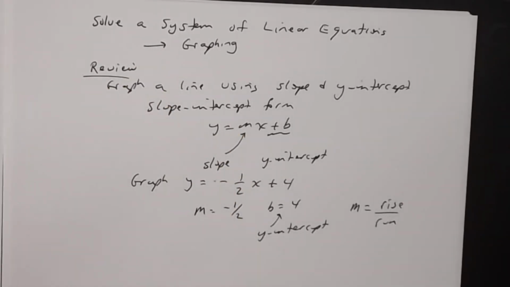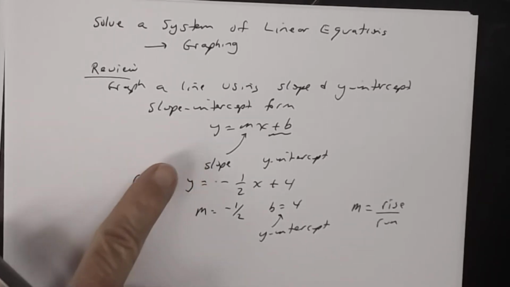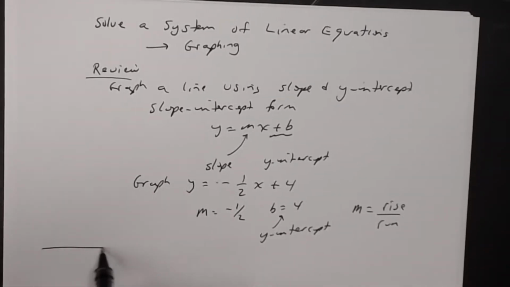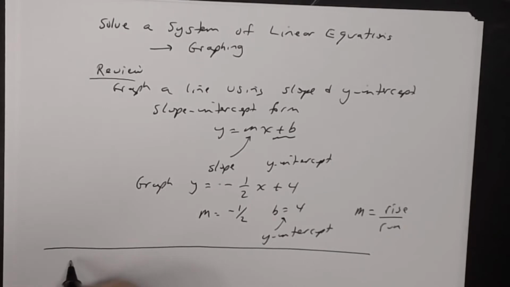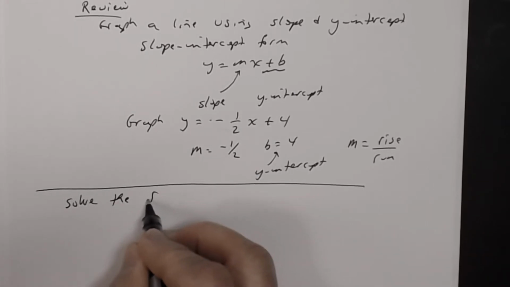Okay? All right, so first thing I need you to make sure you know how to do is to graph a line using slope-intercept form. Okay? All right, now let's look at this example. So let's solve. Now remember, we're solving a system by graphing. So let's solve this system. Solve the following systems.